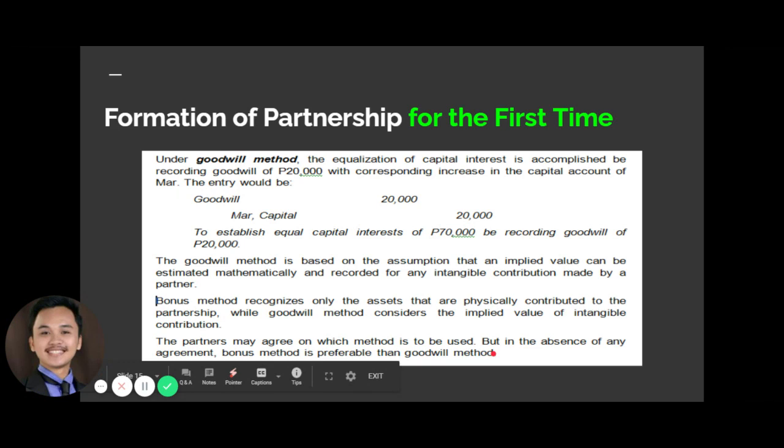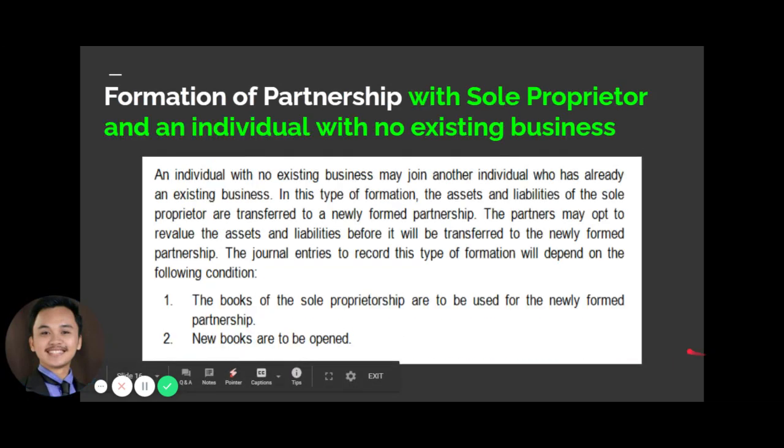So that should be clear. If the problem tells you to use goodwill, then we have no problem. If it tells you otherwise, then we have no problem. And if the problem is silent as well, always remember to use the bonus method. So that is our first way of forming a partnership: formation of a partnership for the first time.